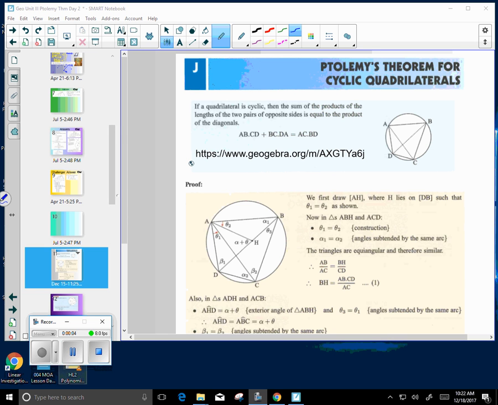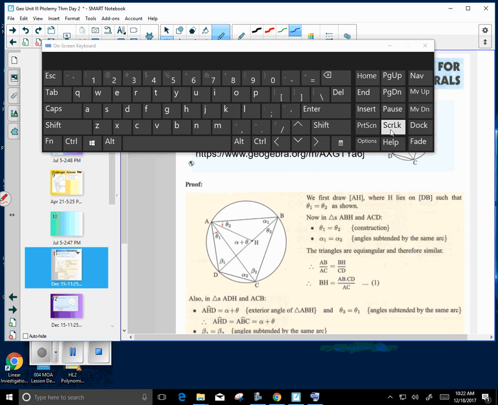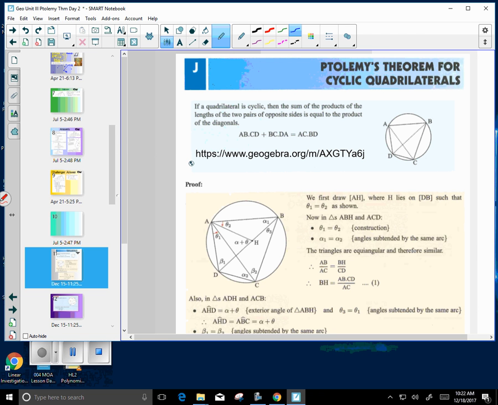You take any circle and you connect the points A, B, C, D, 4 points on the circle. If they form a quadrilateral, they're going to have this relationship where the sum of the products of the opposite side lengths is going to be equal to the product of the lengths of the diagonals. That seems way too good to be true, but circles have a lot of interesting surprises with them.